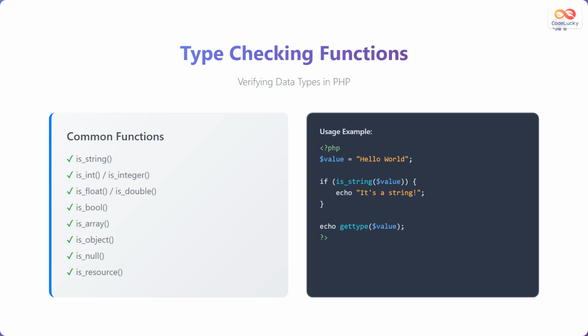Here's an example. The variable value is assigned the string hello world. The is_string function checks if the variable value is a string. If it is, it prints "it's a string." The gettype function returns the data type of a variable as a string.